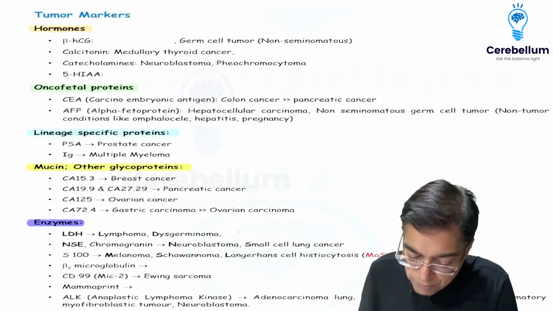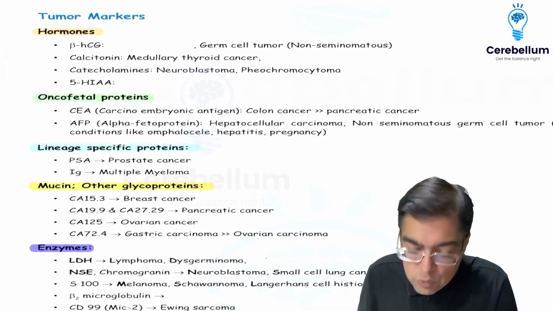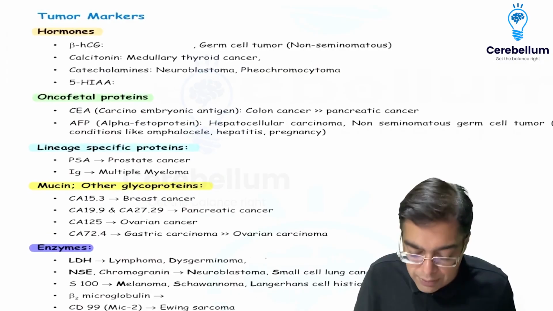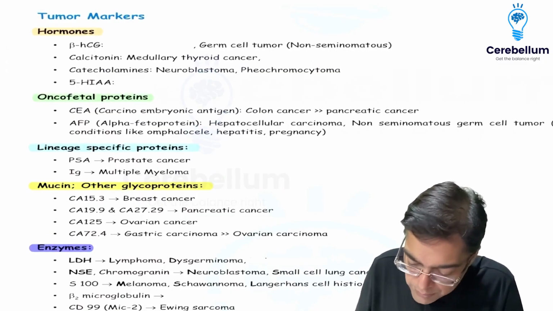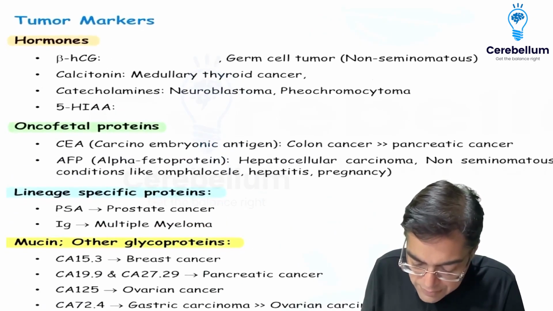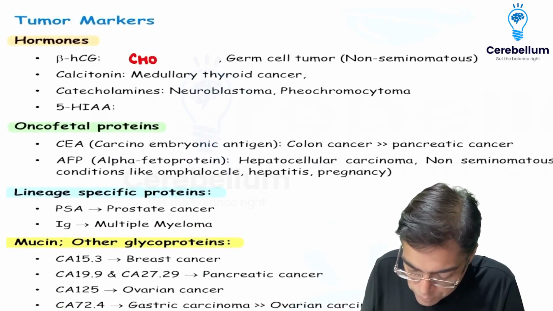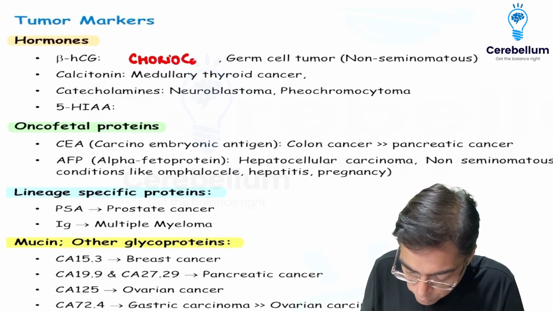Having said that, just a quick recap about the different types of tumor markers about which we need to have an idea. When we talk about the tumor markers, the first one is beta HCG, which I already described, which is also going to be associated with the cancer that is given the name of choriocarcinoma.